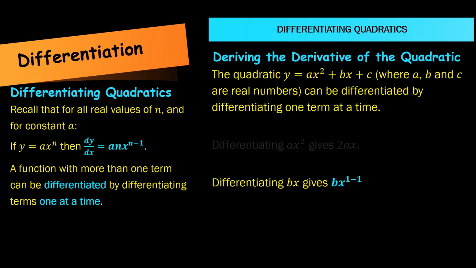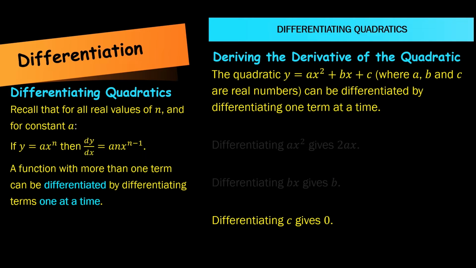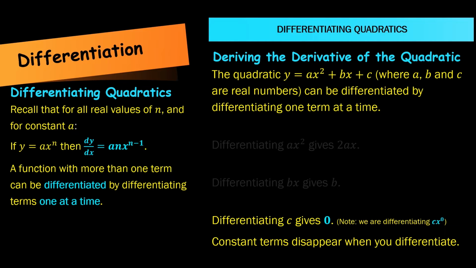gives bx to the power 1 minus 1, which equals bx to the power 0, which is of course equal to b. And differentiating c gives 0. Do note that we're differentiating cx to the power 0, and in fact, constant terms disappear when you differentiate.